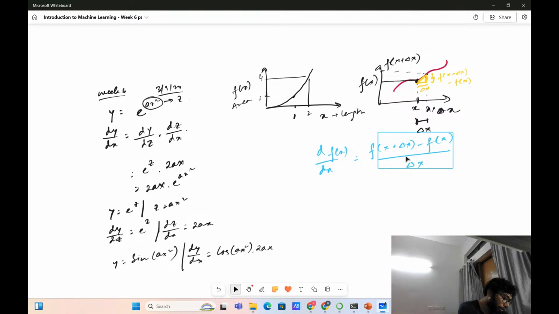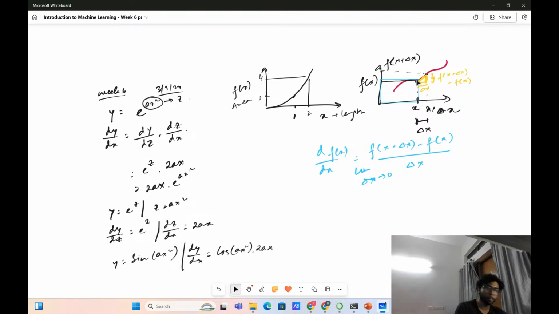Now, to calculate the derivative, you take the limit delta x tends to 0. What you do is you make this distance delta x as small as possible, so that you get closer and closer to this point where you want to take the derivative, right? So that is the physical idea of derivative. Derivative is just the slope of a line. It just calculates how fast f(x) is changing, the rate at which f(x) is changing with x.